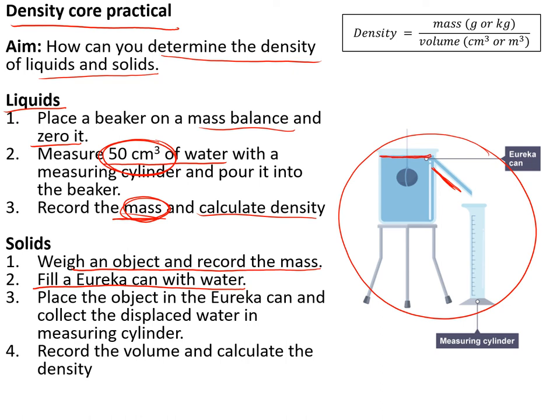It's not possible to fill it above the level of the spout. Now, the clever thing is, if you then get your object and you plop it into the Eureka can, the object displaces water, and that water runs out of the spout here, and it collects in the measuring cylinder, and the volume of water that collects is the same as the volume of the object. So now we know the volume of the object, and we've already worked out the mass of the object, and so now again we can calculate density as mass divided by volume.